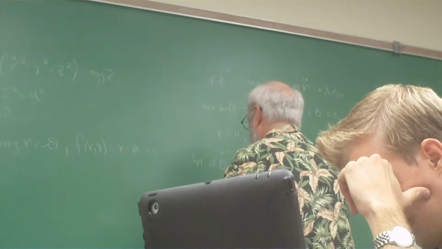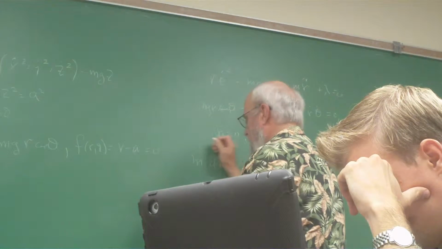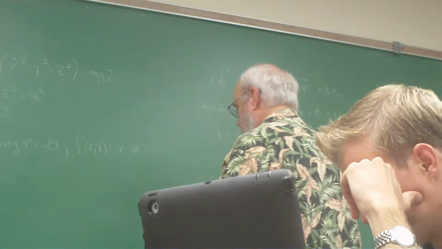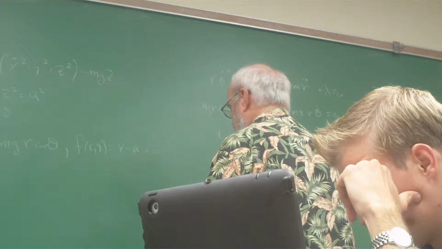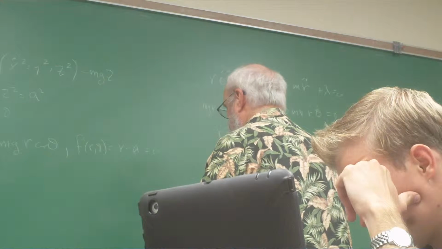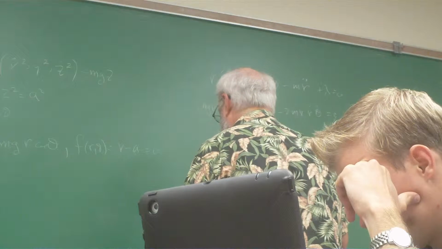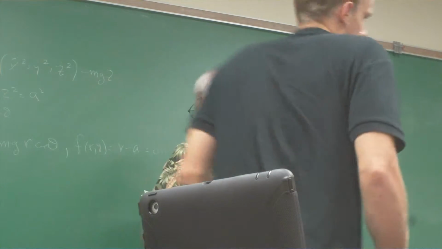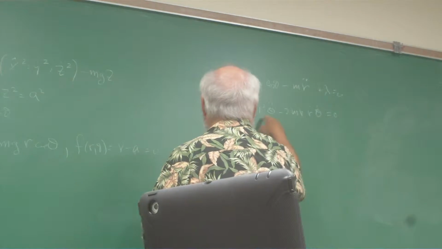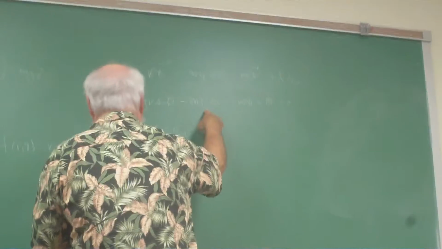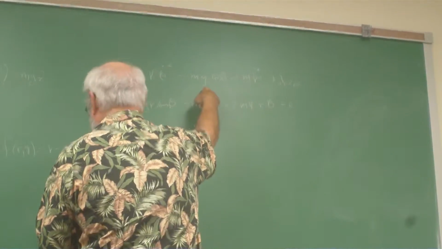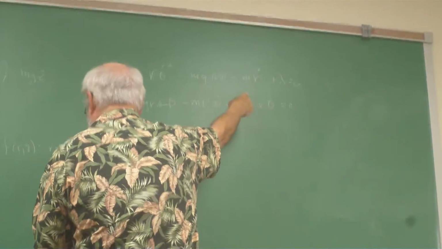mg cosine theta. Well, wait, before getting there, we have a tricky step to do. So now we can solve this equation here for the theta double dot and then get a solution for theta. And then we can plug that back in here and get a solution for lambda.